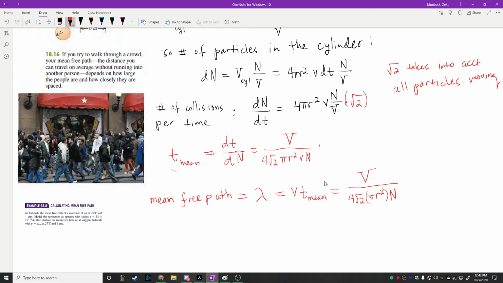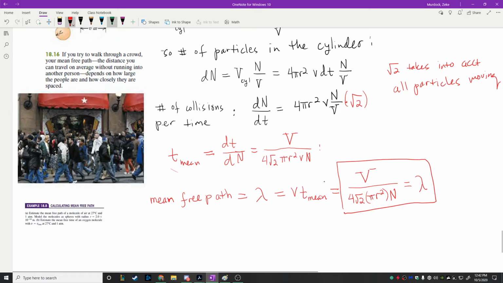We can also write this in a slightly different way. So this is the version that your book has, kind of grayed out. But we can use another equation here. We have volume and we have N. What equation relates volume, number of molecules, pressure, and temperature? We can use the ideal gas law, exactly.